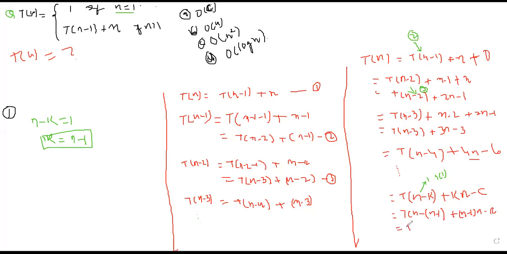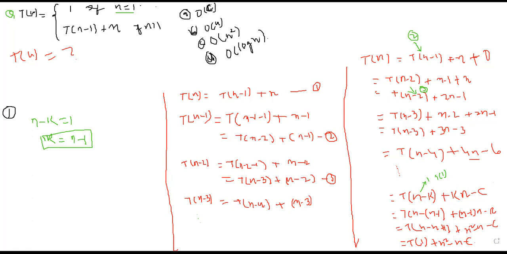Let us see. T, when you open this one, it will be t of n minus n plus 1. Now we open it again: n square minus n minus c. Now what is this? This is nothing but t of 1 plus n square minus n minus c, or instead of c, take some other value.